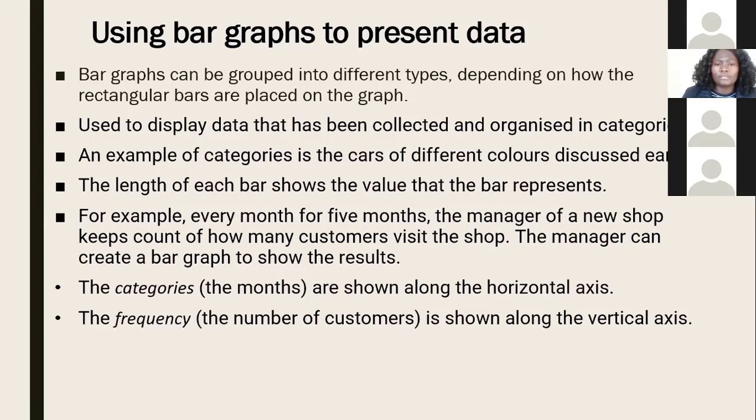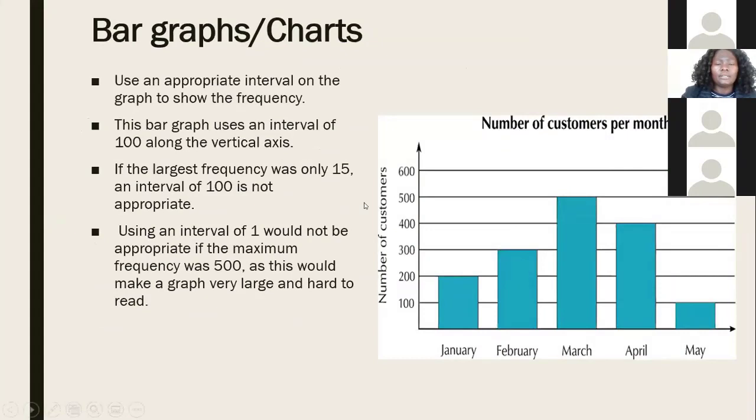Okay. And what is important for us as we construct this bar graph is to look at the interval on the graph. You can see here that we've got an interval of 100 along the vertical axis, the number of customers. We are moving from 1, 2, 3, 4, 5.